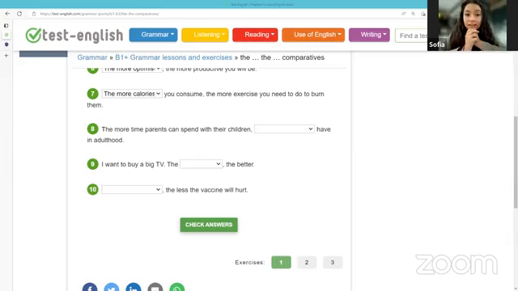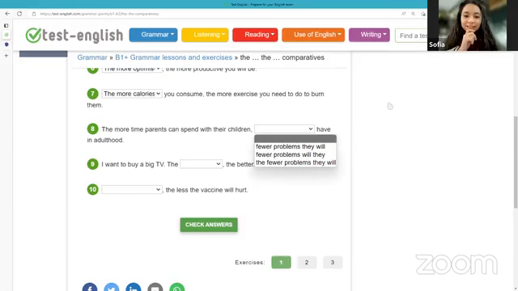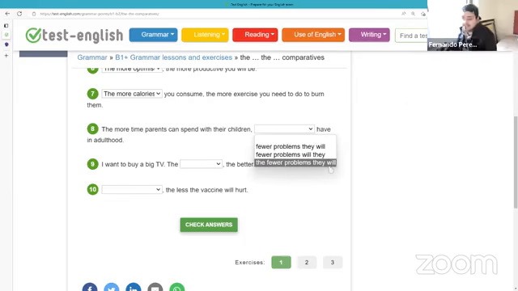They is better than children. They is much better. Exactly. Much better. In the options you have, problems. Which one do you need? The fewer problems they will have. Excellent. The fewer problems they will have. Very good. And also I was thinking about the possibility of the less problems, which is another form to say this. You know? So very good. Very, very nice.